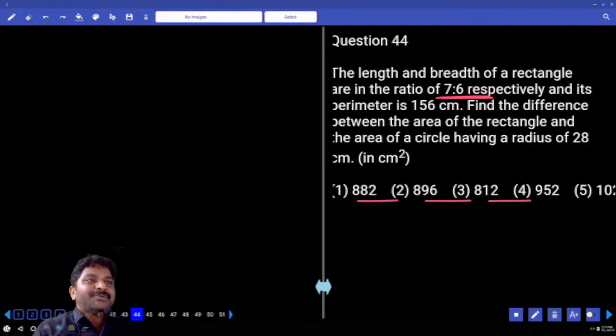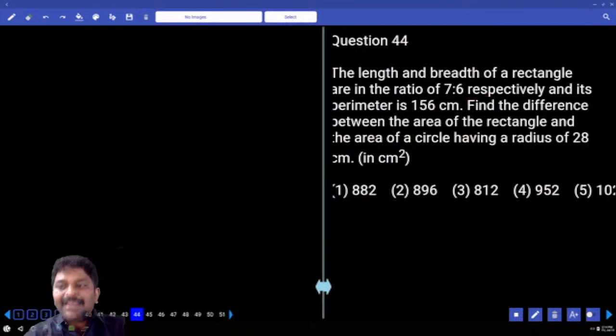If options are like 600, 700, 800, 900, 1000, easy. But they are non-round figures. Non-round figures easy na. So we have to calculate this.